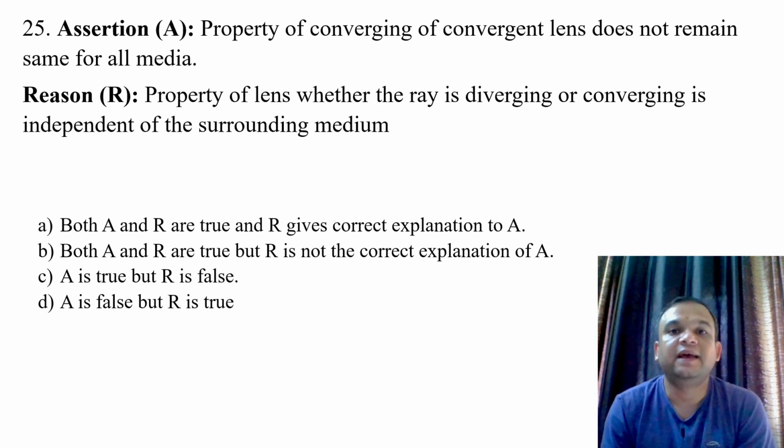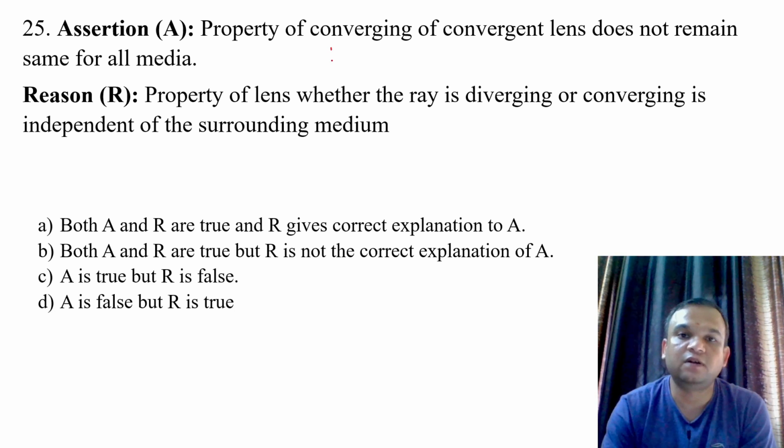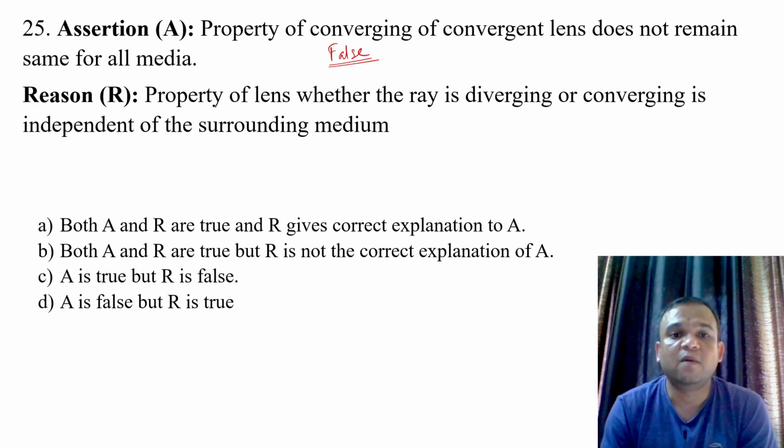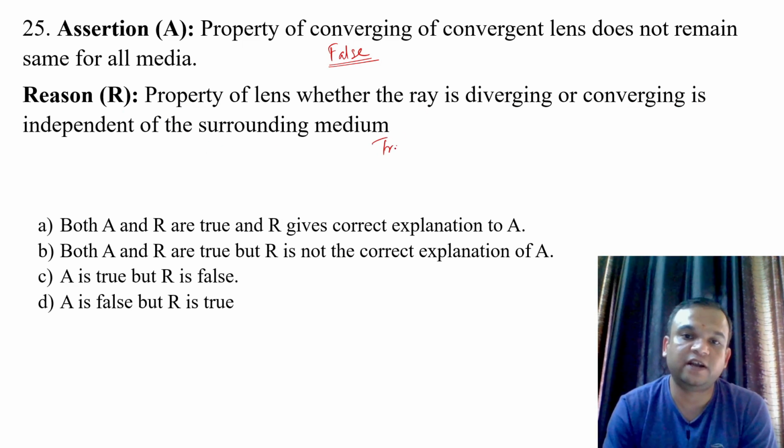In the next question, assertion states that property of converging and diverging lens does not remain same for all media. It is a false statement because the medium does not affect the converging or diverging property of any of the lenses. Reason states that property of lens, whether the ray is diverging or converging, is independent of the surrounding medium. It is a true statement, and that is why option D is the correct answer for this question.